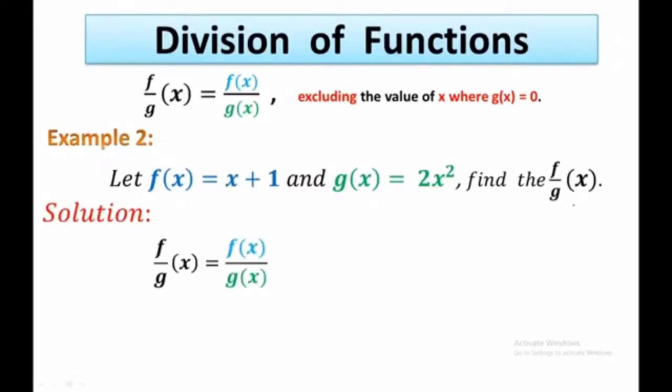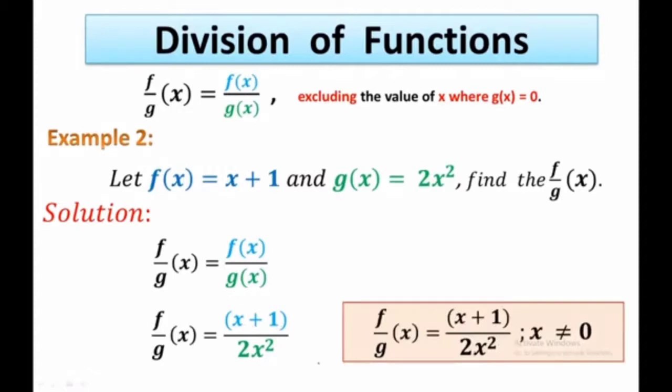Our solution here is f over g of x is equivalent to f of x over g of x. Okay, substitute the value of f of x, which is x plus 1, and the g of x, which is 2x squared. So our function here is x plus 1 divided by 2x squared. Okay, so we cannot simplify that because that is already our simplified form. So f over g of x, that is equivalent to x plus 1 over 2x raised to 2. Okay, where the condition is x should not be equal to 0.